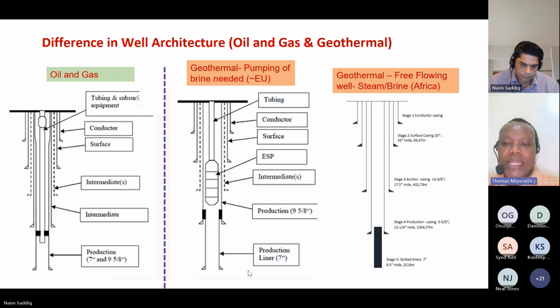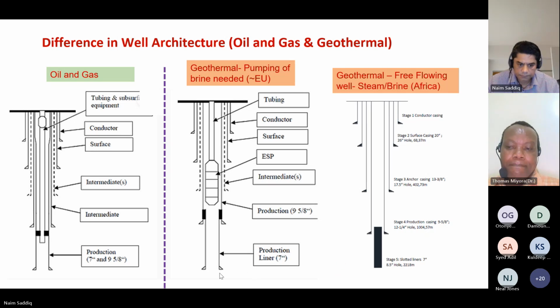When we're exploiting the resource for electricity, the architecture shown on the extreme right is usually utilized. The casings are usually cemented all the way to the surface, starting from the surface, the intermediate, the production. The only casing that is not cemented is the liner, which is usually perforated. Because the resource is usually of high temperature, the production casing is usually cemented all the way to the surface to ensure integrity in the architecture, to ensure longevity when you're utilizing the resource.